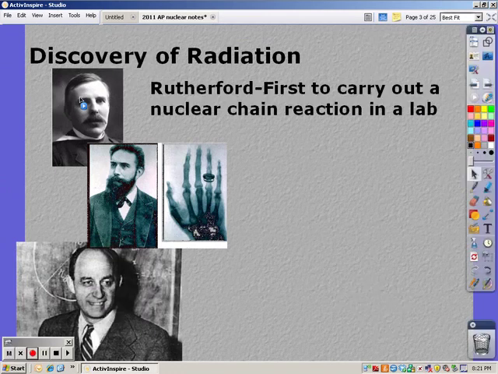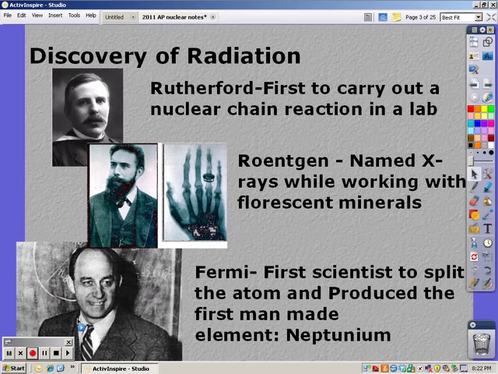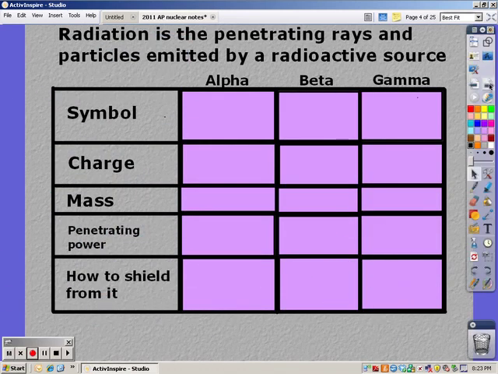Rutherford carried out the first nuclear chain reaction in a lab, while Roentgen discovered X-rays, and so he named them. He discovered these while working with fluorescent minerals. Fermi was the first scientist to split the atom. He also produced the first man-made element, which was neptunium. And if you remember from first year chemistry, splitting the atom is fission.